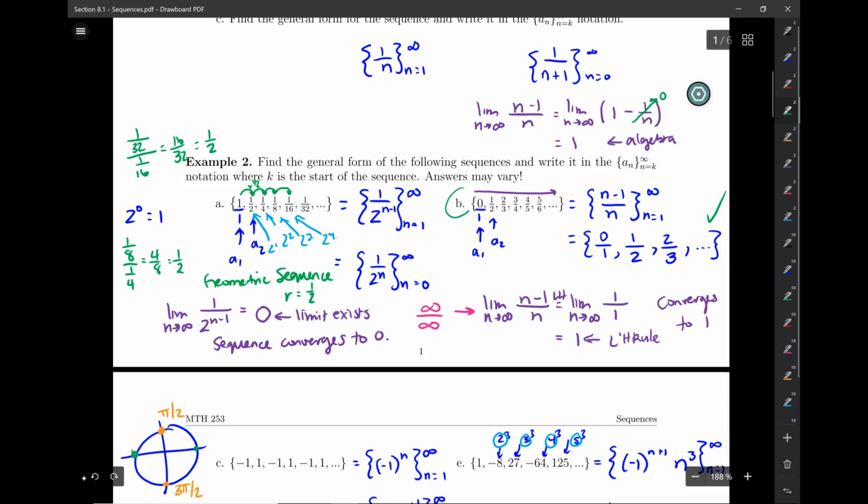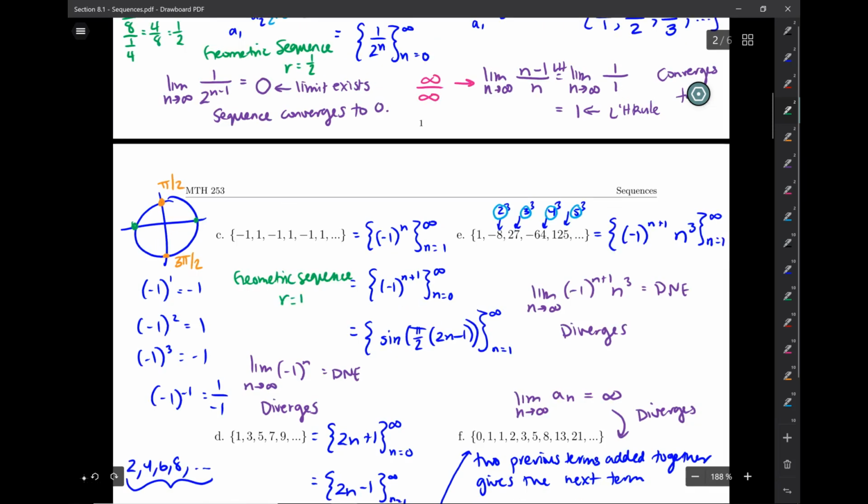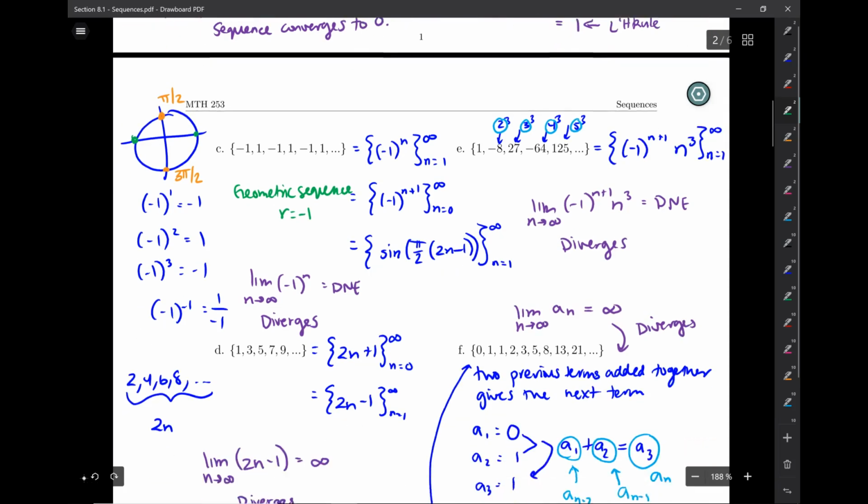I can see that that's not the case in part B, that the ratio of consecutive terms would not be a constant. I do not multiply by a constant value in order to get from the previous term to the next term. I guess C is technically a geometric sequence because I'm multiplying by -1 to get to each next term. If you take the ratio of consecutive terms, no matter which one you do, notice you get -1 every time. So this is an example where the r value is -1.